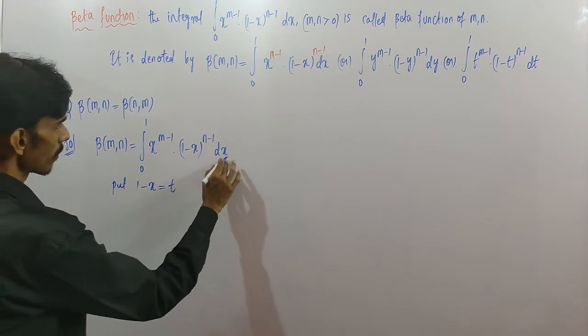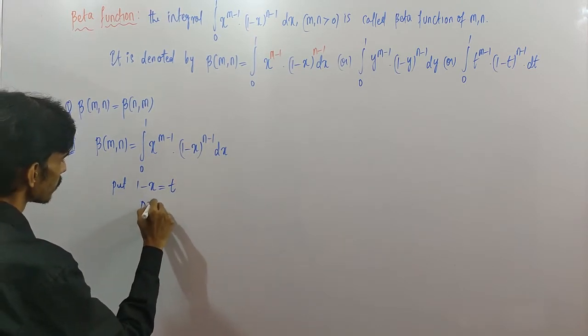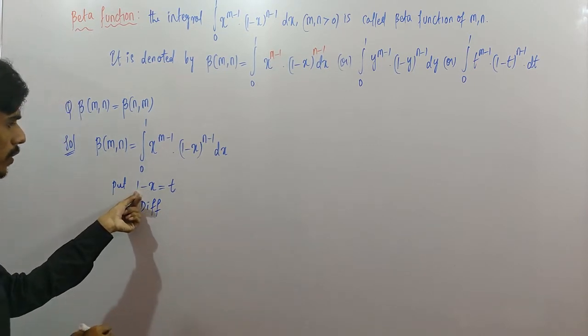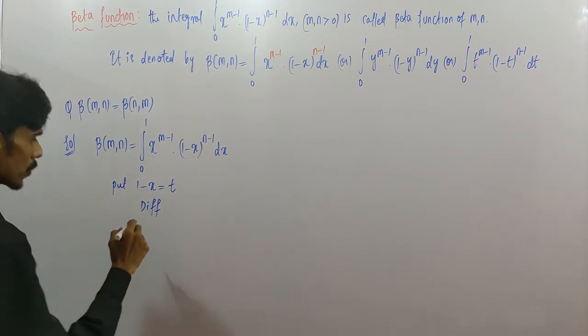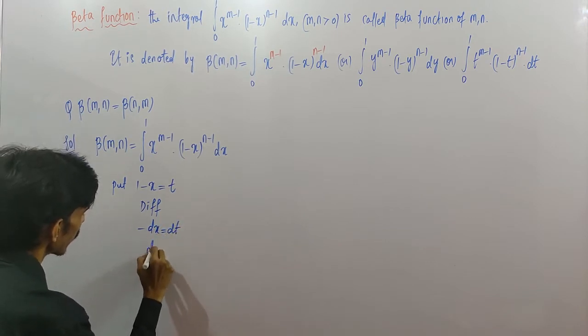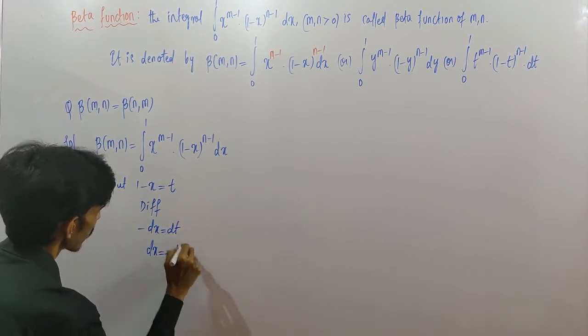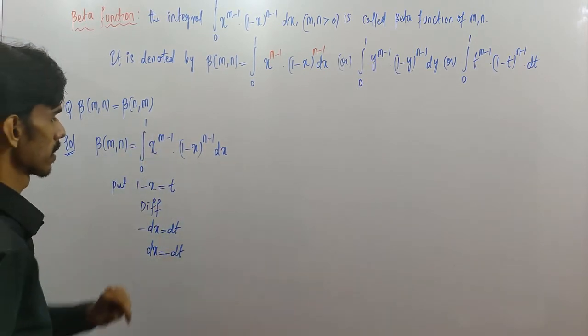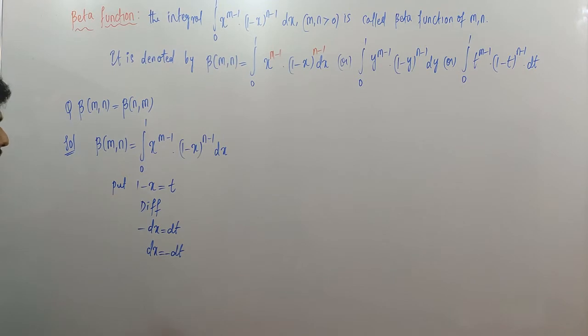Now here we have dx. Differentiate with respect to t. Derivative of 1 is 0. Derivative of x is minus dx. So we have minus dx is equals to dt. dx value is minus dt. Here we have limits 0 to 1 for x. Now we want new limits for t.